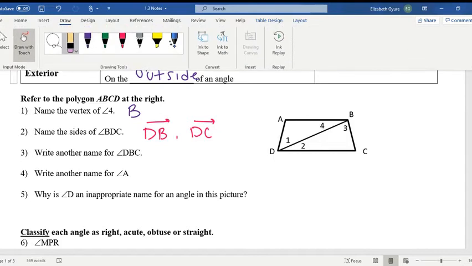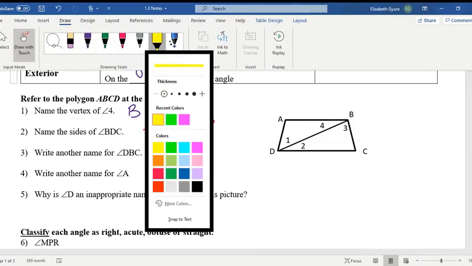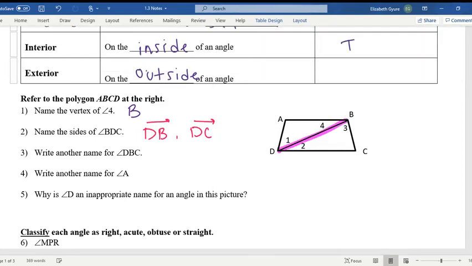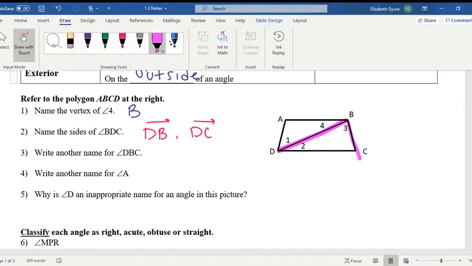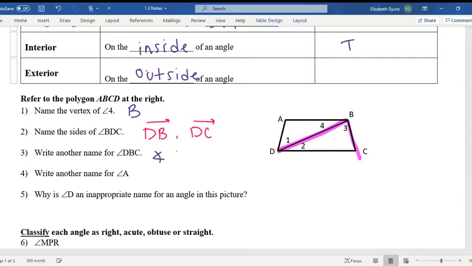Number 3, write another name for angle DBC. Well, let's look at where that is. D to B and then down to C. When we name a vertex with letters, the vertex always has to be in the middle. But I could reverse my order here, and we could simply call it angle CBD.